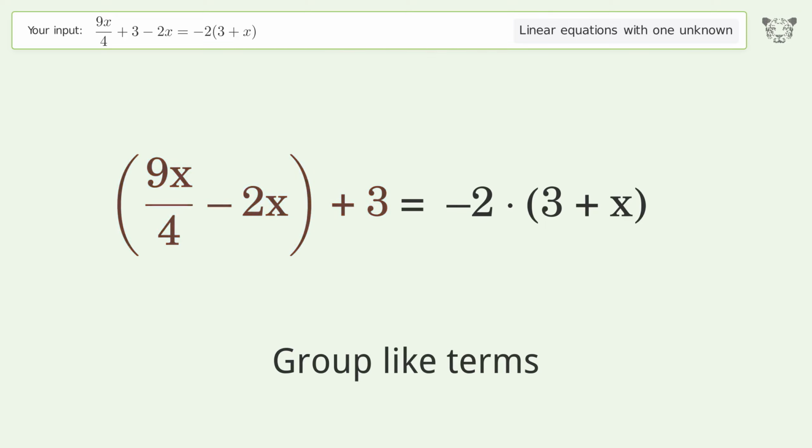Group like terms. Simplify the arithmetic. Group all constants on the right side of the equation. Subtract 3 from both sides. Simplify the arithmetic.